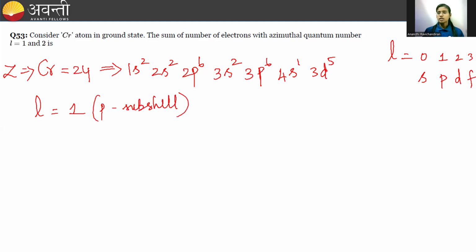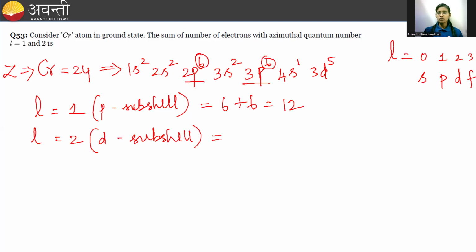So p subshell means we have 2p and 3p. So in both p orbitals, we have 6 electrons. So 6 plus 6 is equal to 12. Okay. And if L is equal to 2, then L is equal to 2 denotes the D subshell.